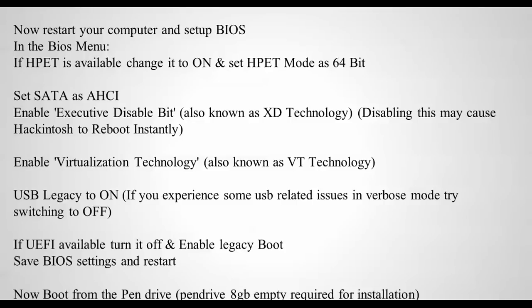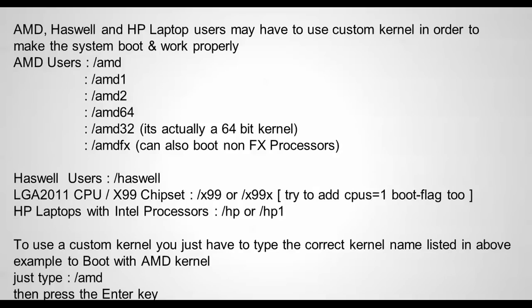If you are booting with a pen drive, you need an empty 8 GB pen drive with free space for the installation. This is for an AMD processor, 64-bit supported. If you are using an AMD processor to install, you need to type /AMD and then press enter. This is the procedure you need to follow to use AMD.